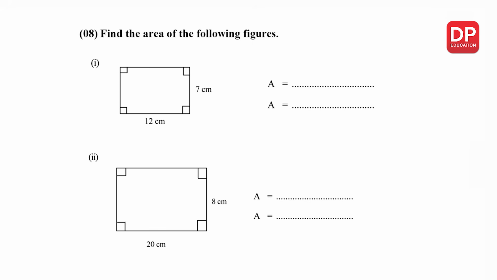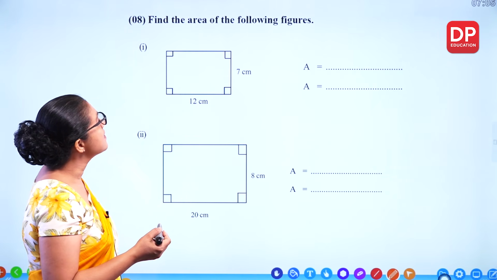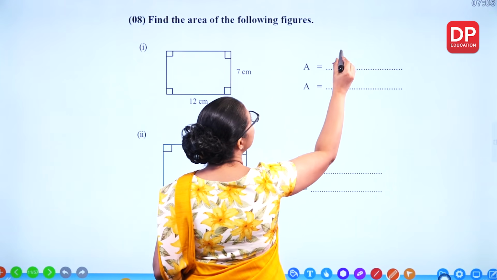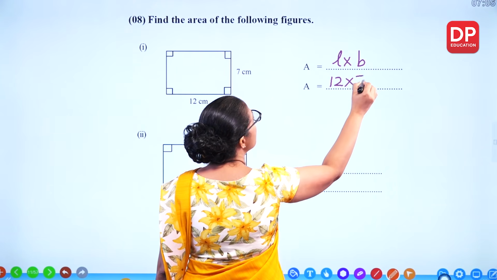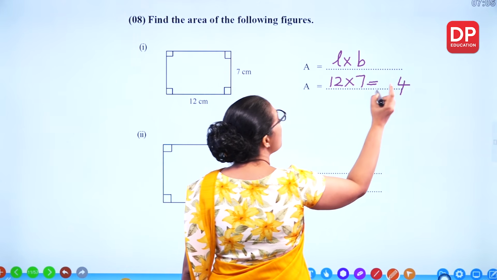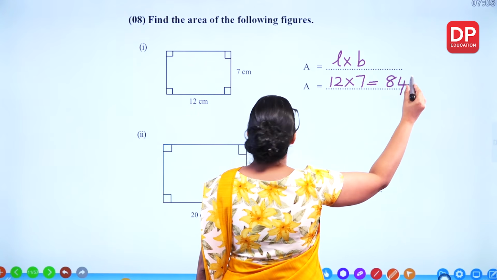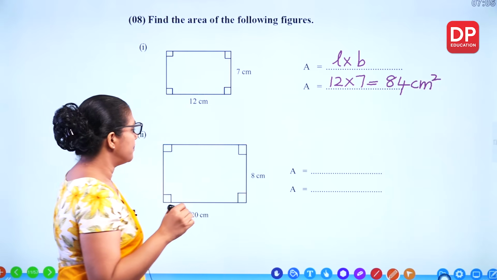Find the area of the following figures. Now you know how to find out the area. Area of a rectangle is length into breadth. So 12 is the length, 7 is the breadth. So what's the area? 12 times 7. So what's 12 times 7? 7 times 2, 14. 1 remaining. 7 times 1, 7 plus 1, 8. 84 square centimeters is the area.